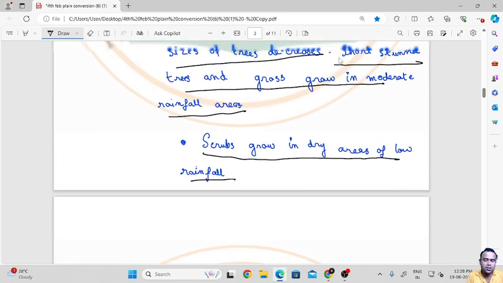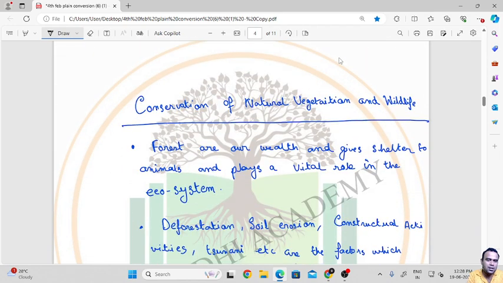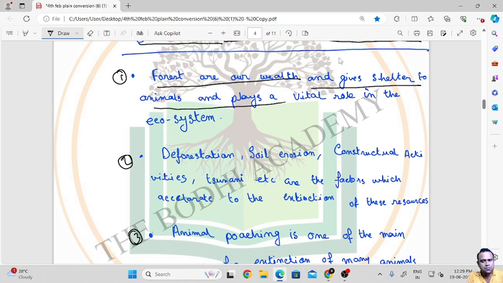Now we are going to the point that is conservation of natural vegetation and wildlife. This is point number 1. Forests are our wealth, give shelter to animals and play a vital role in the ecosystem. Forests are our wealth.